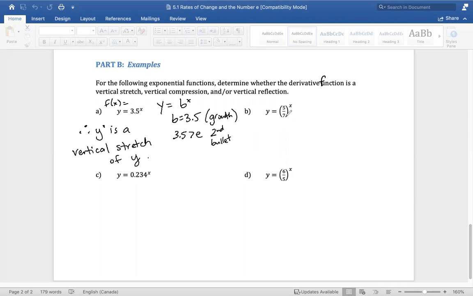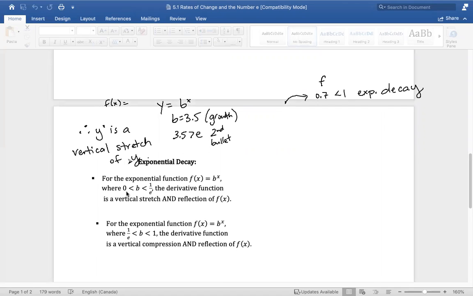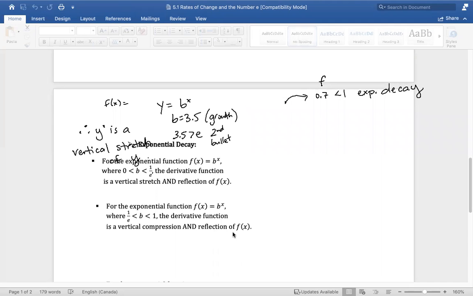So for B, if I'm looking at 5 over 7, y equals 5 over 7 to the exponent of x, first of all, what is 5 over 7 as a decimal? It is about 0.7. 0.7 is less than 1. So I have exponential decay, so I know where to look. Where does 0.7 fall in terms of those three bullets just up above? Is it between 0 and 0.37? No. Is it between 0.37 and 1? Yes, so it's the second bullet. So the answer is a vertical compression and a reflection.